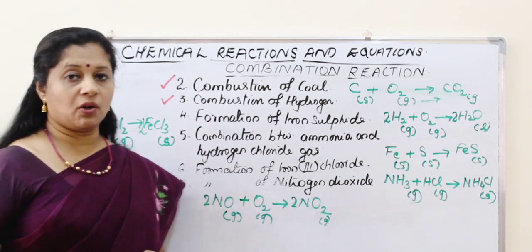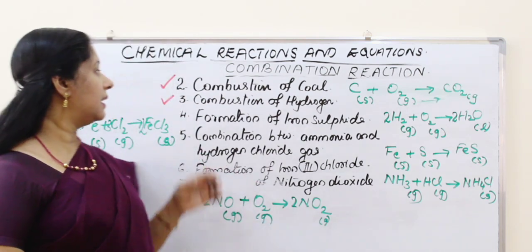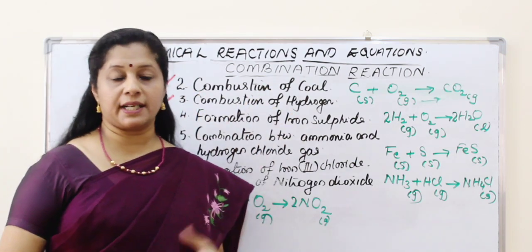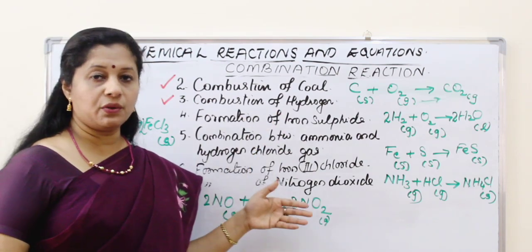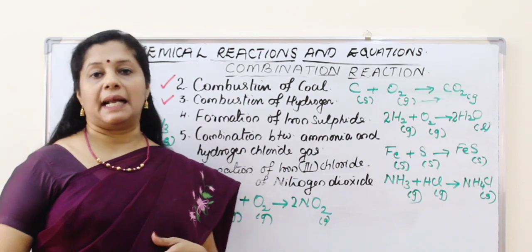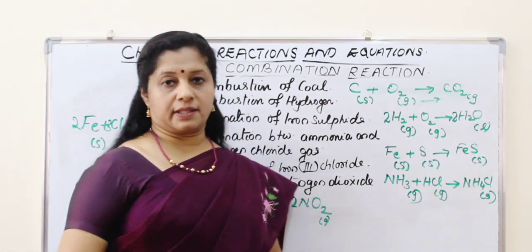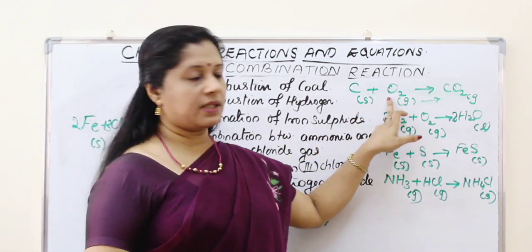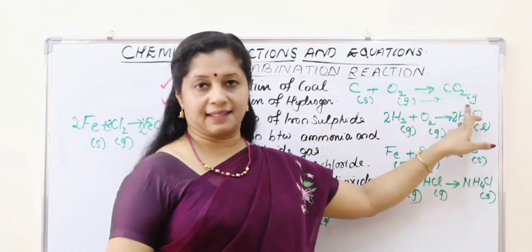We already learned calcium oxide reacting with water to form silicate lime or calcium hydroxide and heat. Now combustion of coal and combustion of hydrogen are two more examples given in your textbook. But I have added a few more examples for you to understand, because you will familiarize yourself with more compounds and balancing. Combustion of coal means if you burn coal in oxygen, coal is nothing but carbon in solid form. You combine it with oxygen, which is gaseous. What will you get? Carbon dioxide, which is another gas.